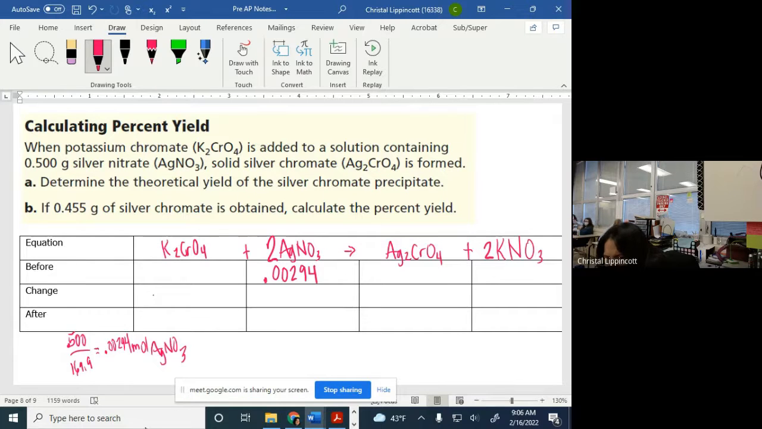Now, they didn't tell us about this guy. So if they don't tell us about him, what do we have to do? We just assume that it's an excess amount. And then we're not starting with any of this.